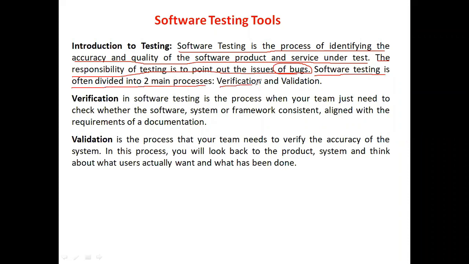Software testing is often divided into two main processes. One is verification, another one is validation. The main purpose of testing is to find out the issues or bugs. If there are any bugs in your software, you are going to find them with the help of testing. So software testing has two main processes: verification and validation.